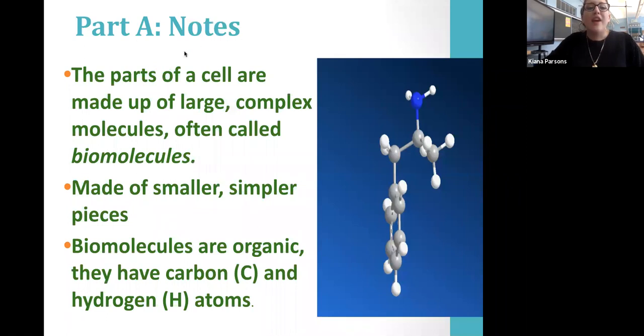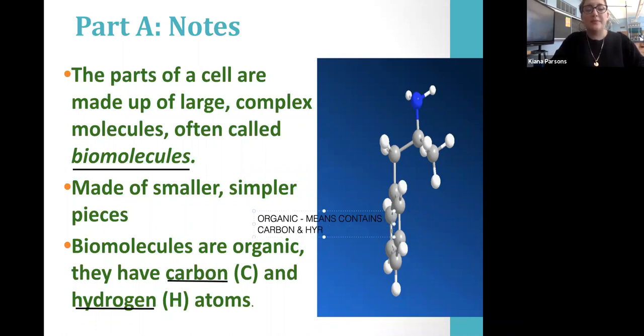So, Part A notes, the parts of a cell are made up of large, complex molecules, often called biomolecules. So these biomolecules are large, complex, organic molecules. And they're organic molecules, which means they have carbon and hydrogen atoms inside. And you may have heard that term organic before when you're at the grocery store, referring to things that are grown without the use of pesticides. But in this case, we're talking about organic in a chemistry sense, which means contains carbon and hydrogen.